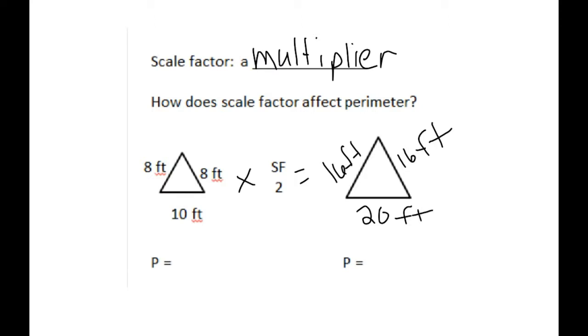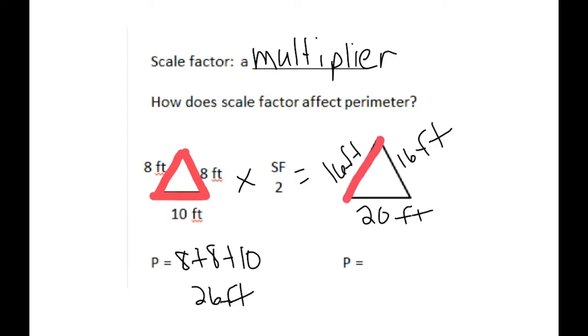Let's see how scale factor might affect the perimeter of the figures. So I'm going to find the perimeter of the smaller triangle by adding the sides 8 plus 8 plus 10, because if you remember, whenever I am finding perimeter, I am looking for the distance around the outside edge of the shape. So I add 8 plus 8 plus 10 to get the perimeter, the distance around the outside of the triangle, to be 26 feet.